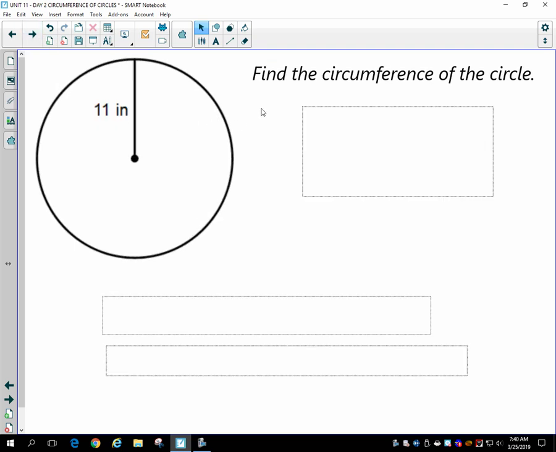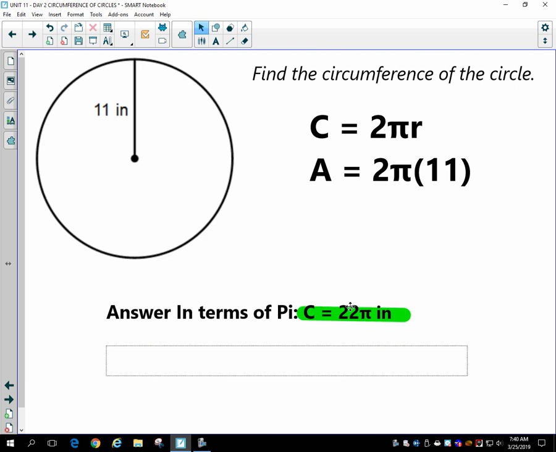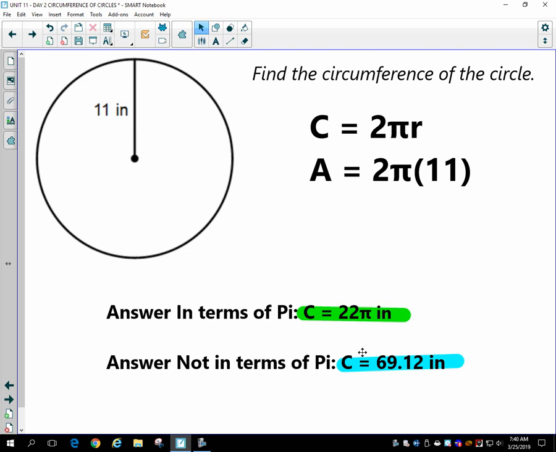So I want you to pause right here. I want you to try this one on your own. Find the circumference of this circle. So the radius is 11, and I plug 11 in. In terms of pi, my circumference is 22 pi inches. And not in terms of pi, the circumference is 69.12 inches.